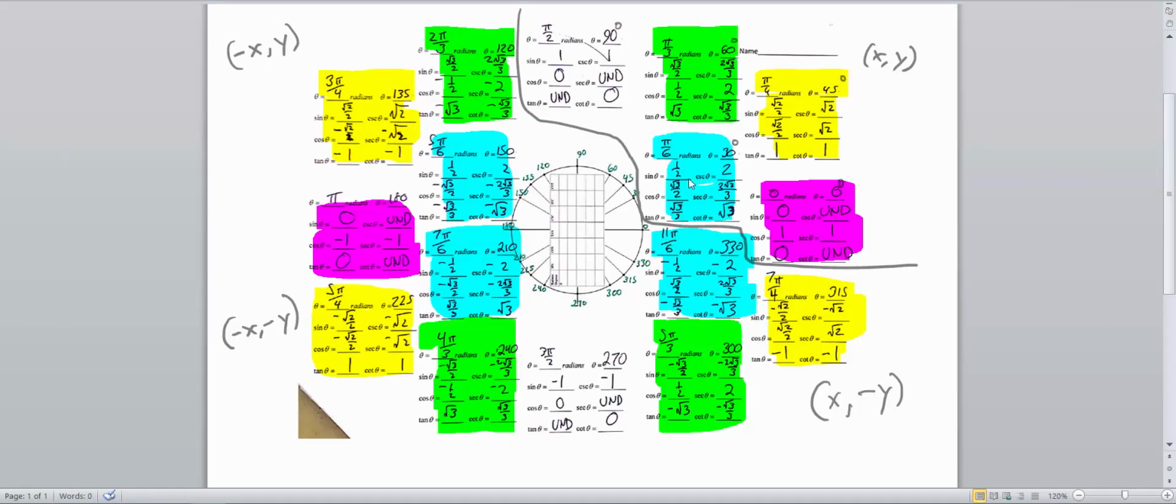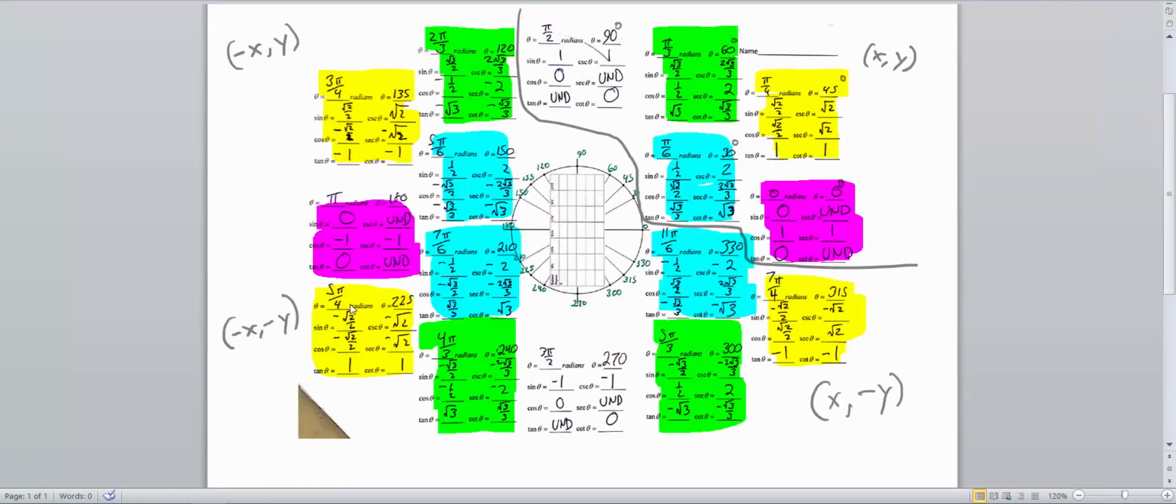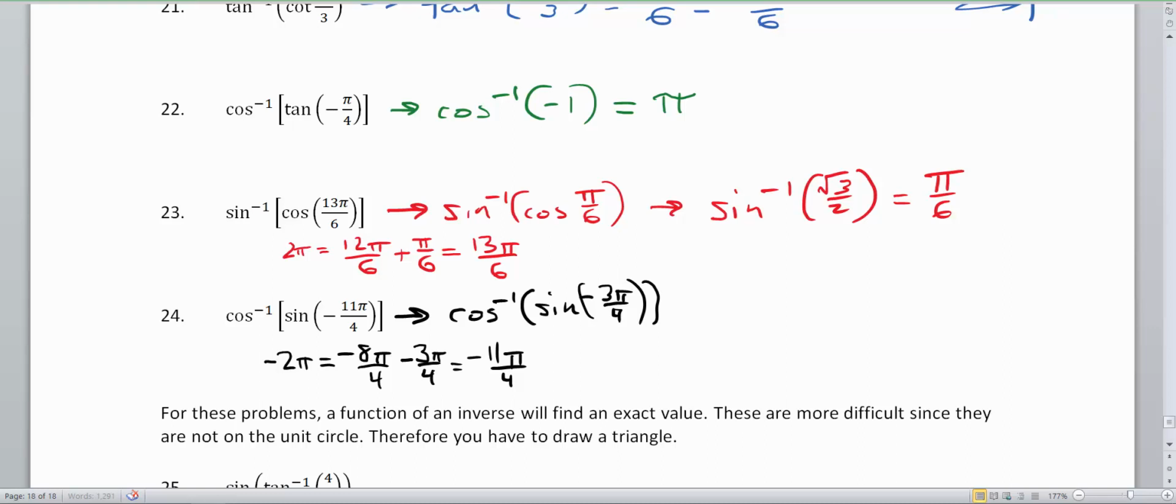Now, 3 pi over 4 going in the counterclockwise direction would take me to 135 degrees. But I'm not going positive 3 pi over 4, I'm actually going negative 3 pi over 4, and that takes me down here. And at negative 3 pi over 4, the sine value is negative square root of 2 over 2. So now this is going to be the inverse cosine of negative square root of 2 over 2.